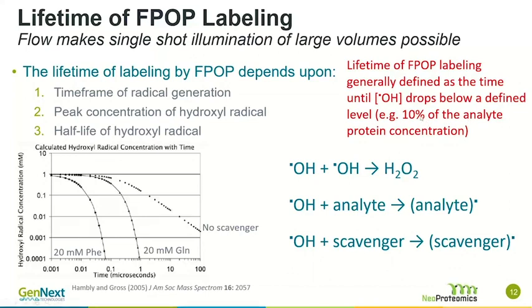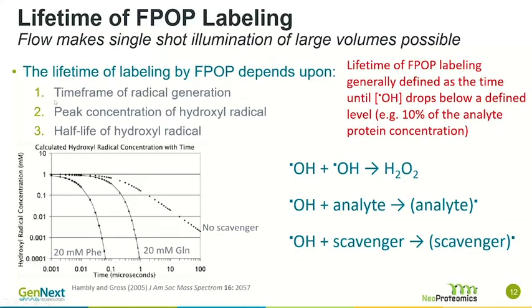So if your analyte is present at 1 micromolar, then you would say that FPOP is essentially done once the concentration of hydroxyl radical is below 100 nanomolar. Okay? But this is somewhat of an arbitrary cutoff. You could set this lifetime to whatever you want as long as you're clear about it. The idea being once the hydroxyl radical concentration is below 10% of your analyte concentration, the amount of oxidation on the protein that you're going to see is going to be pretty negligible.